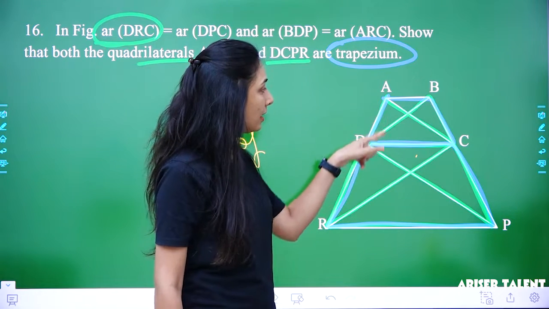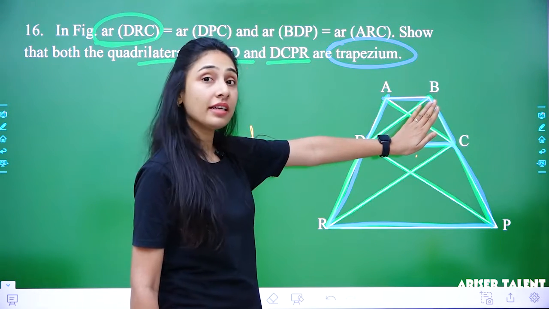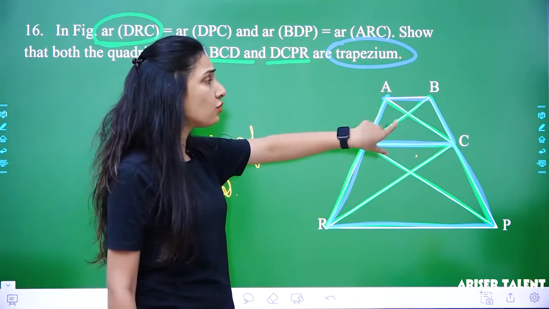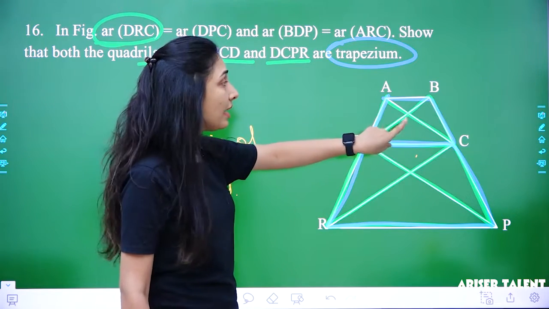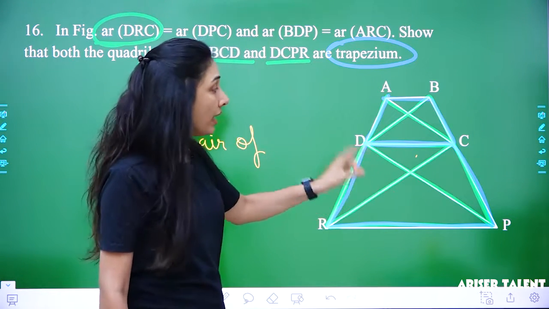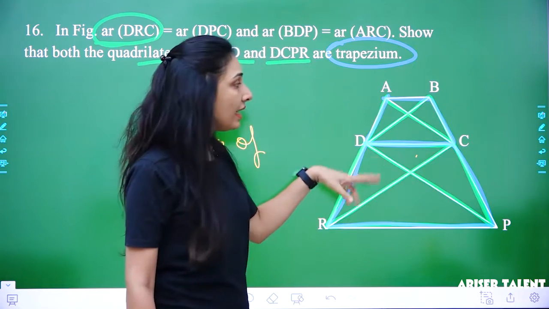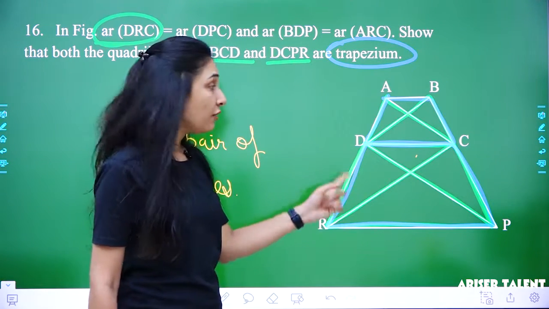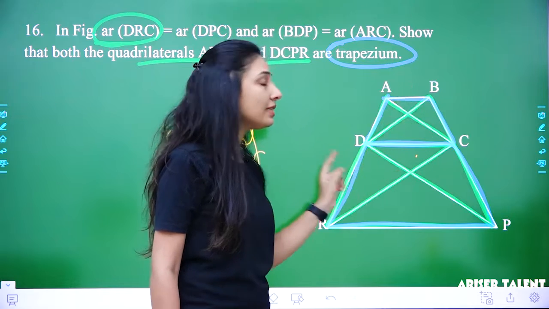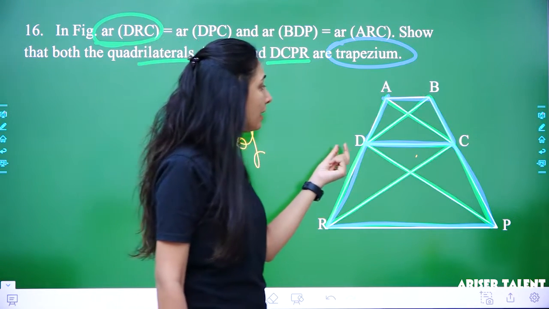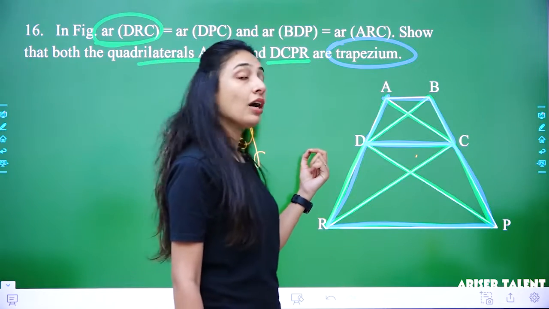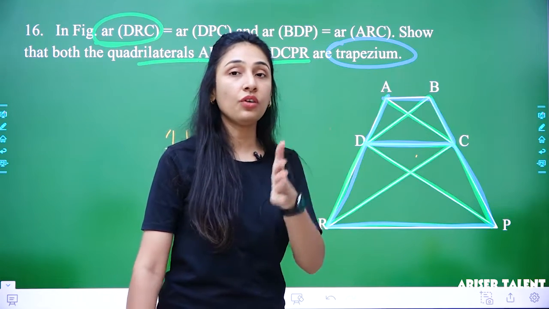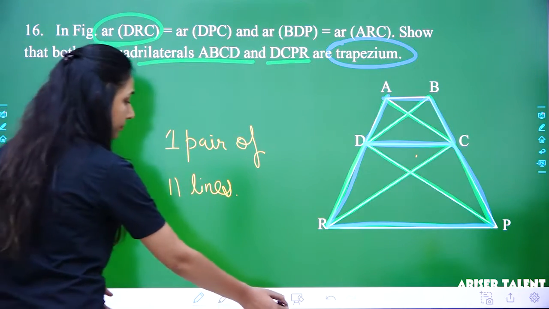We are going to prove that this triangle's area is equal to this triangle's area, and this triangle's area is equal to this triangle's area. With the first two, we can prove that if these two triangles have the same area, that means they are between the same parallels on the same base. Similarly, we are going to prove it for this. And after adding them, we can prove that yes, we have AB parallel to DC and DC parallel to RP. If AB is parallel to DC, that means yes, ABCD is a trapezium. Similarly, if we prove that DC is parallel to RP, then DCPR is a trapezium. So this is our strategy. Now we are going to implement it in our solution.